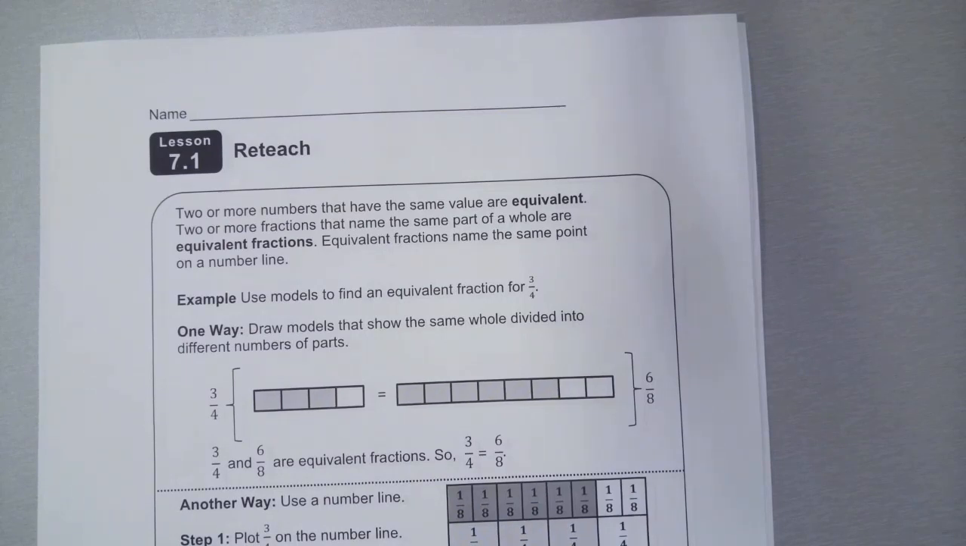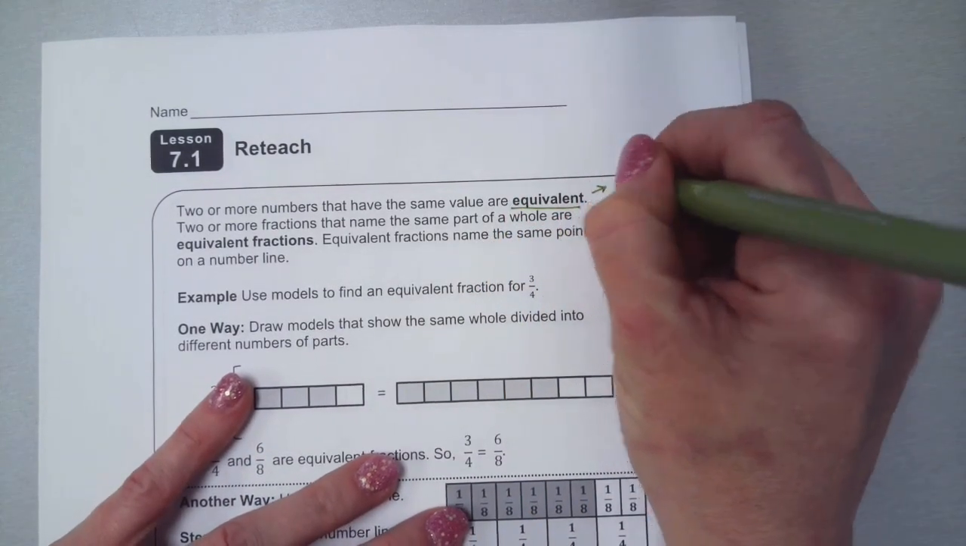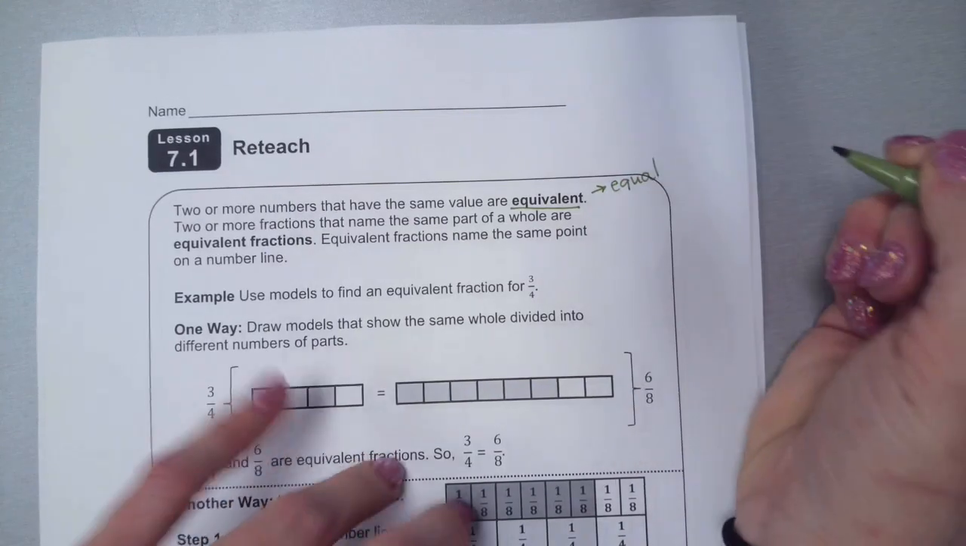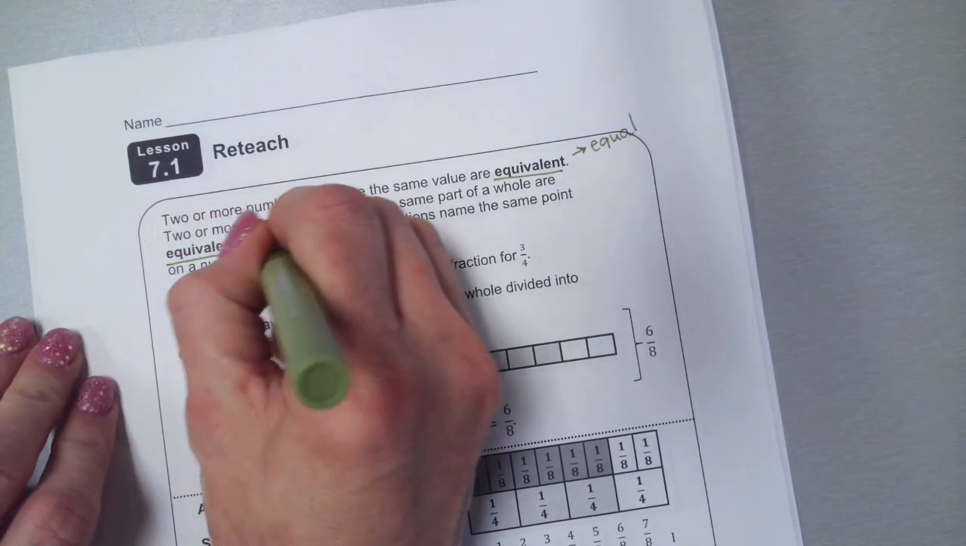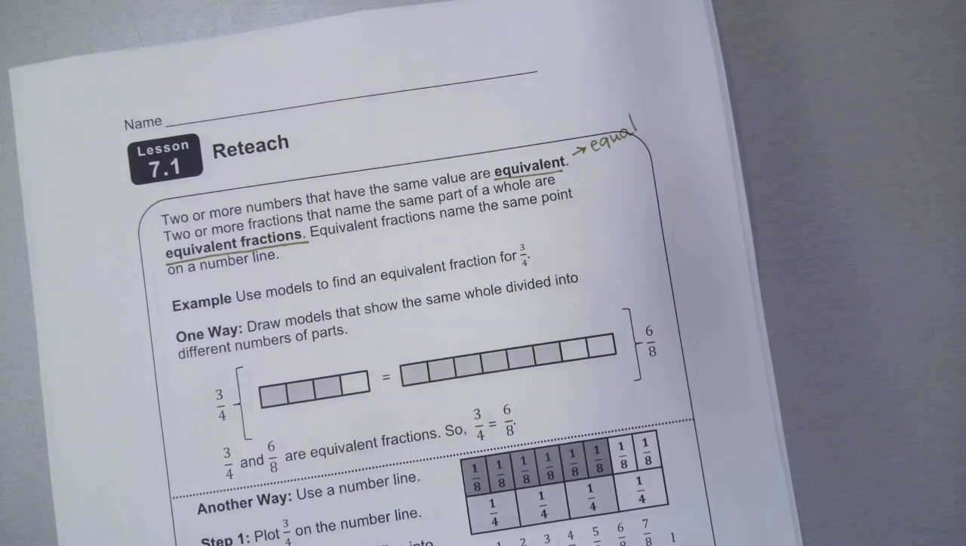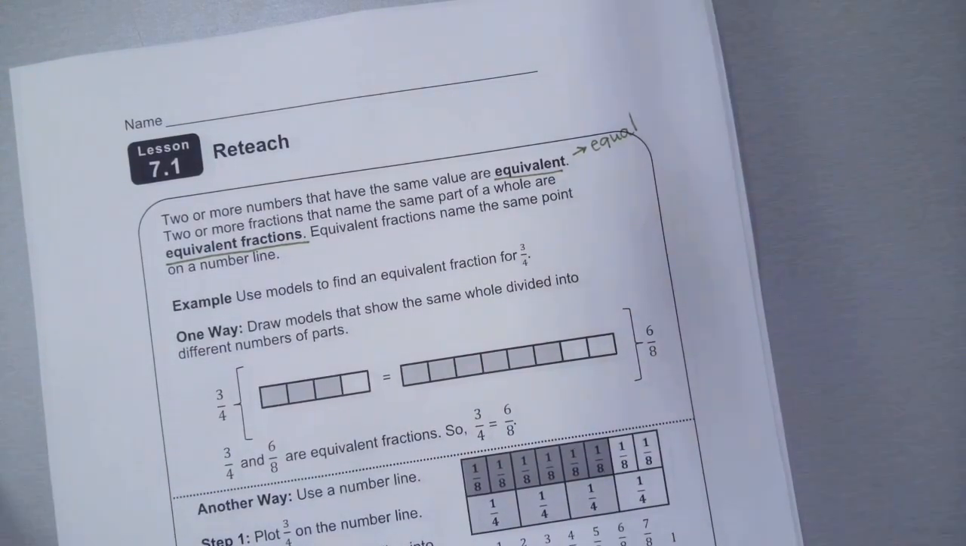Thank you. Okay, so two or more numbers that have the same value are equivalent. So equivalent means equal. So two numbers that are equivalent are equal. Two or more fractions that name the same part of a whole are equivalent fractions. So equivalent fractions are fractions that are the same size. They're equal to each other. They don't look the same, but they are the same number.